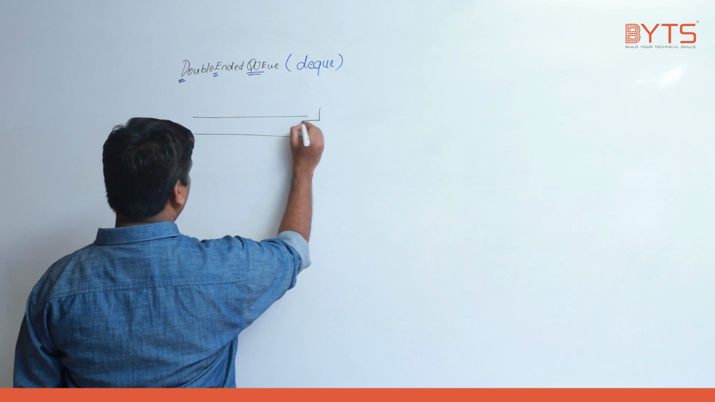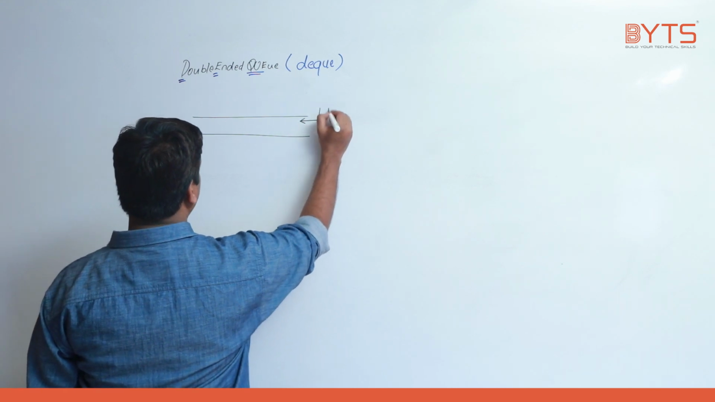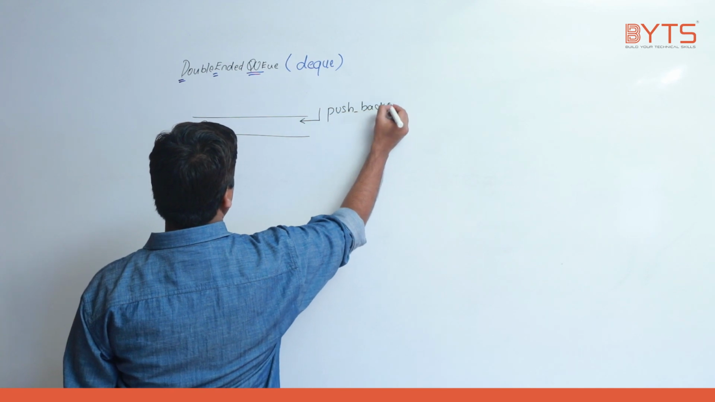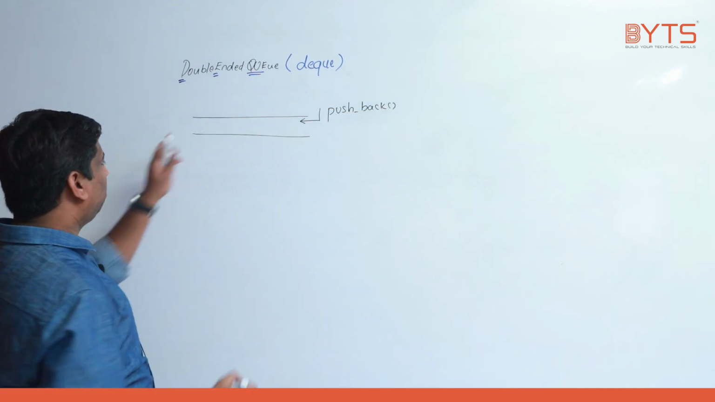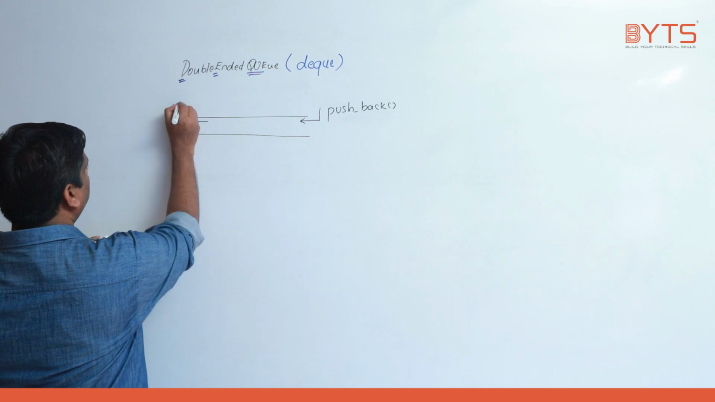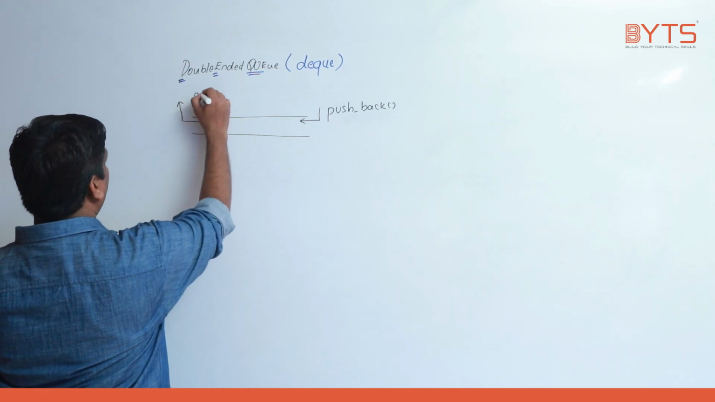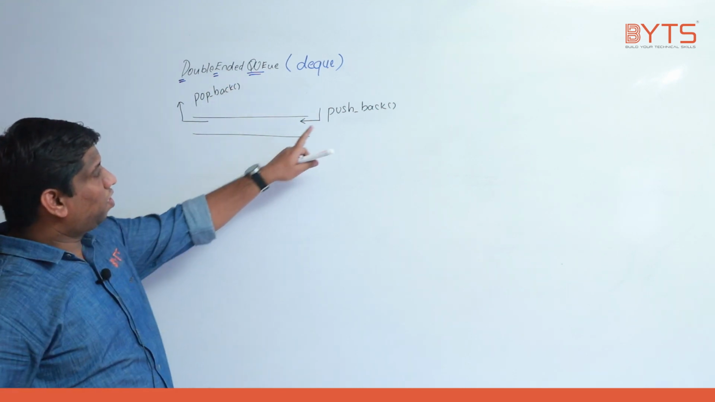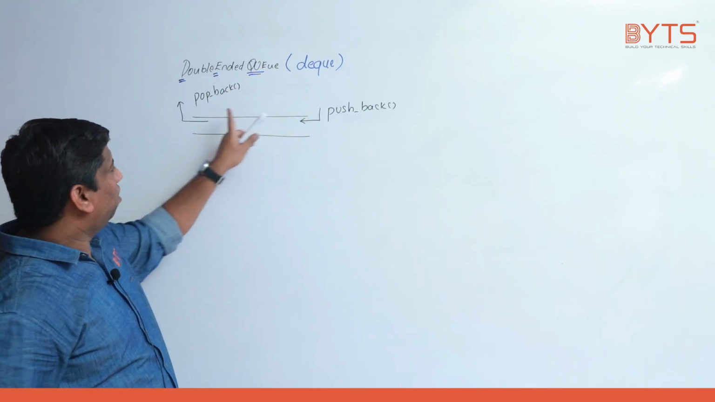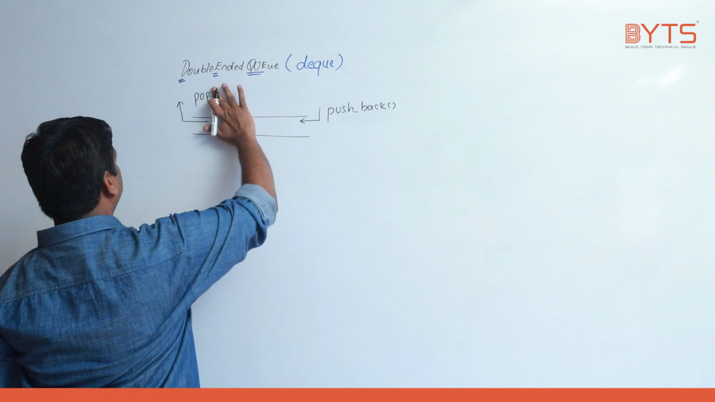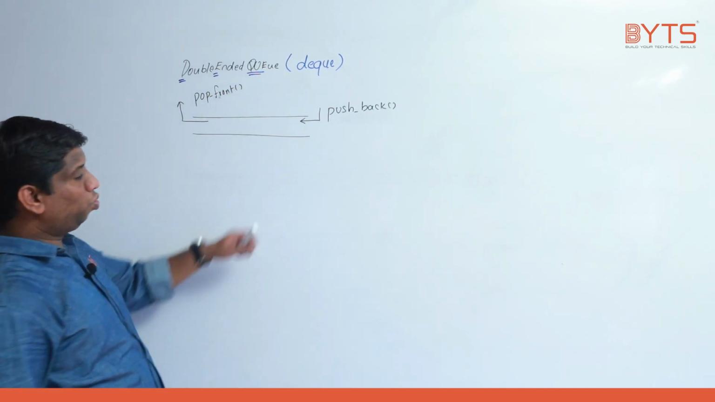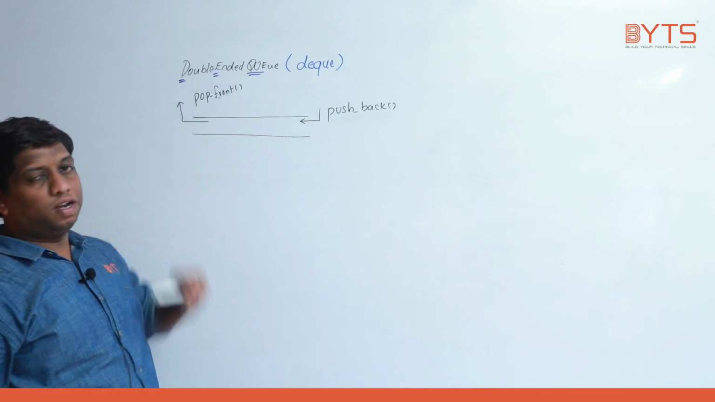Insertion is done at this end. Queue, normal queue, insertion is done at this end. This is called what? Push underscore back. When you are inserting at this end, I can delete at this end, right? So this is called what? Pop underscore back. So we are inserting at this end, we are deleting at the front end, right? This is called what? Pop underscore front, right? So insertion is done at one end, deletion is done at another end.